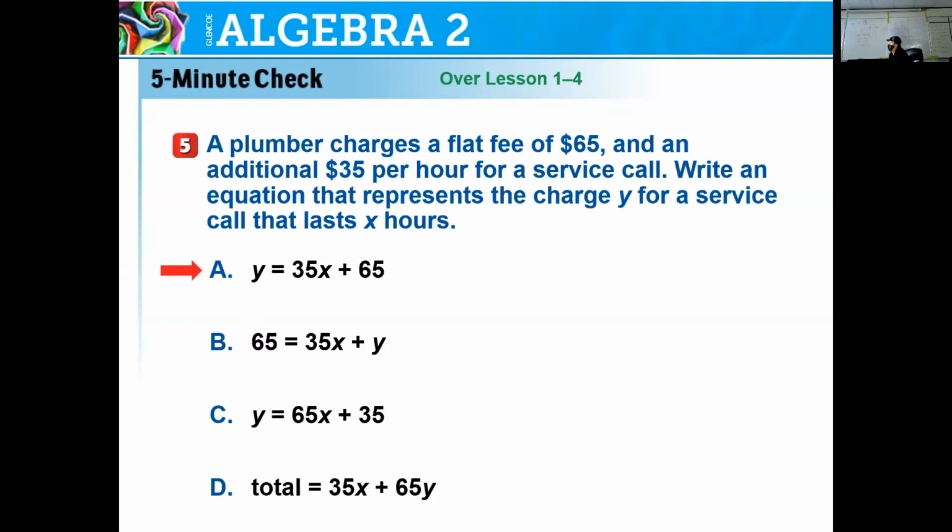No, A. Why did I say B? A. Okay. The per hour is considered your slope or rate of change. Okay. And the $65 is our constant because he gets $65 just for showing up. And then $35 per hour after that.